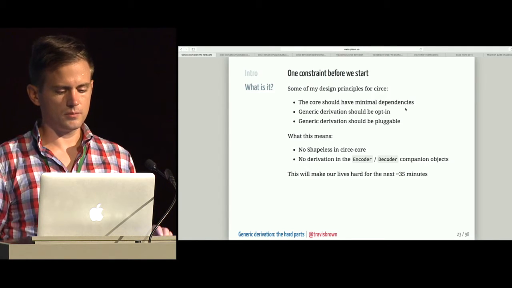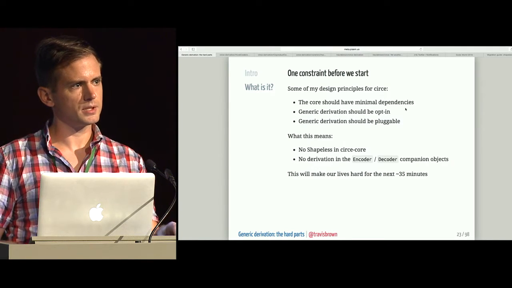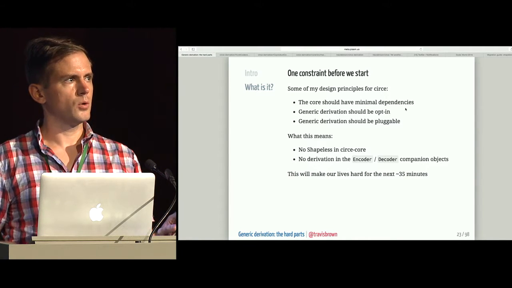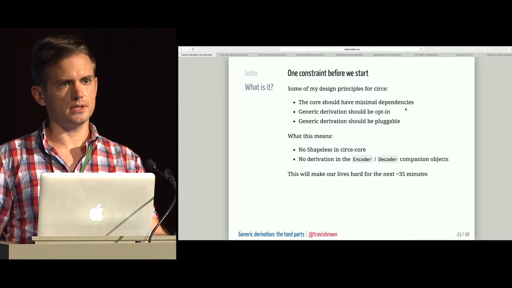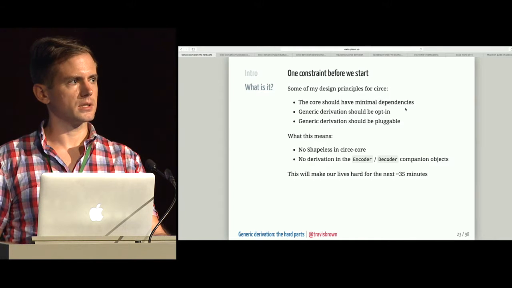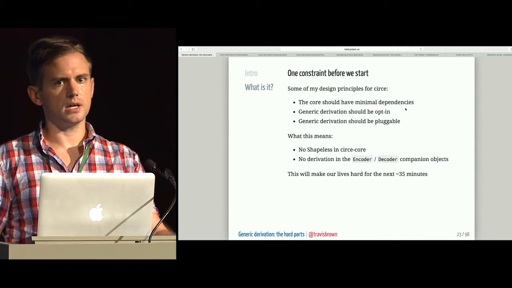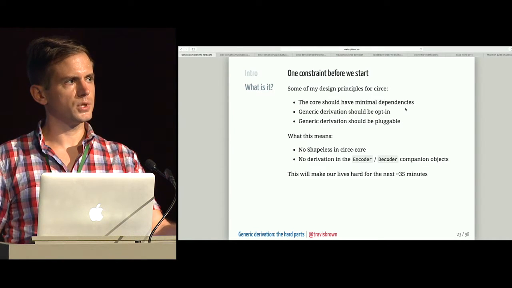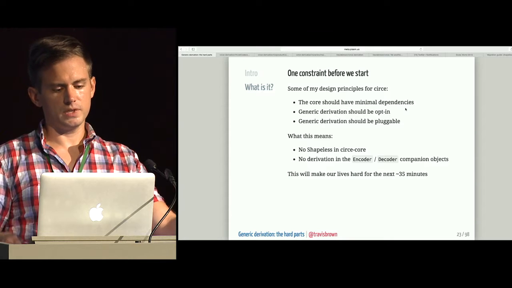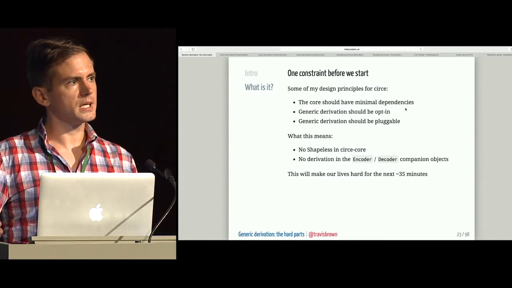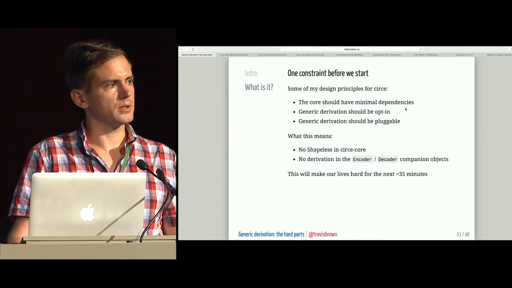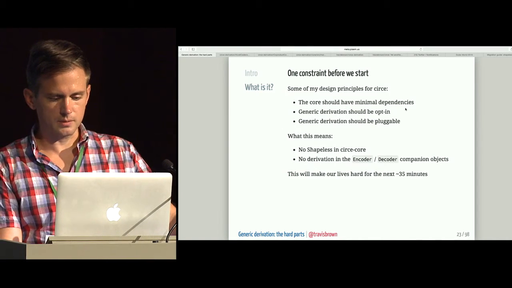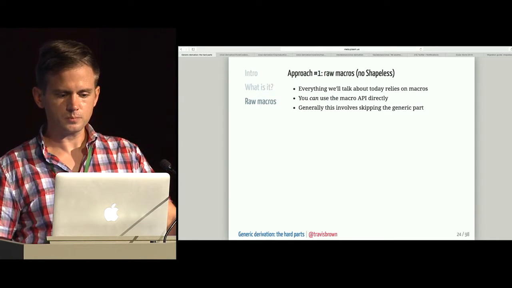So that means that we don't have access to these Shapeless representations in Circe core. It also means that we can't actually put this instance derivation in the companion objects. And that's going to cause us a lot of pain over the rest of the talk. If we could put those instances there, it would mean that this wouldn't be opt-in in the same way. We couldn't plug in other implementations, but it would make a lot of things a lot nicer. So we'll be talking about how we will work around that. Okay.